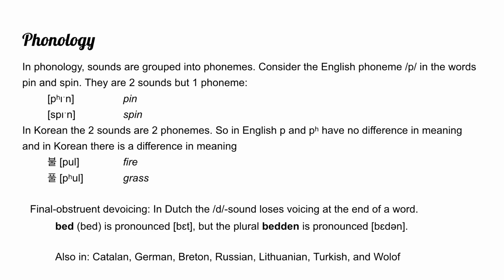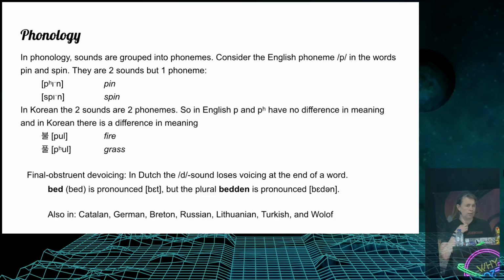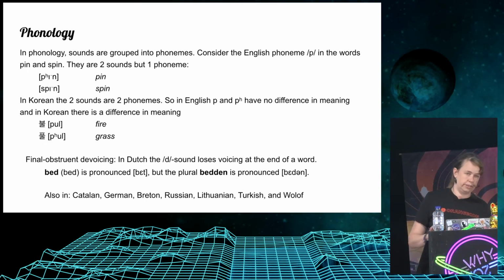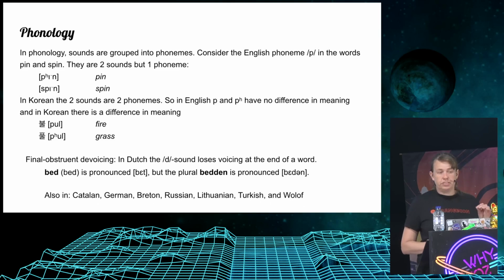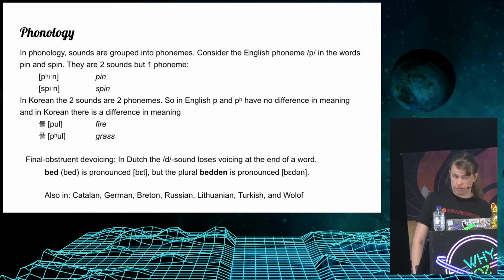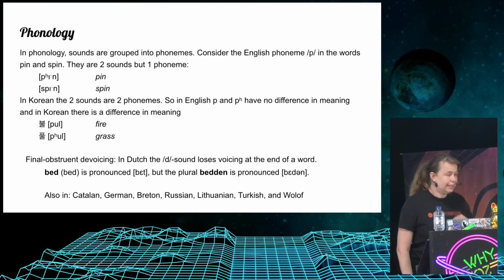So I just gave the example of the B and the P. For the D and the T, the same holds. A D has voicing, the T does not. So the voicing of bed, we say, leave it out. But if it's a plural, it's not at the end of the word, then we say bedden, and it's a D. It's still voiced. In English, you don't have this phonological rule.